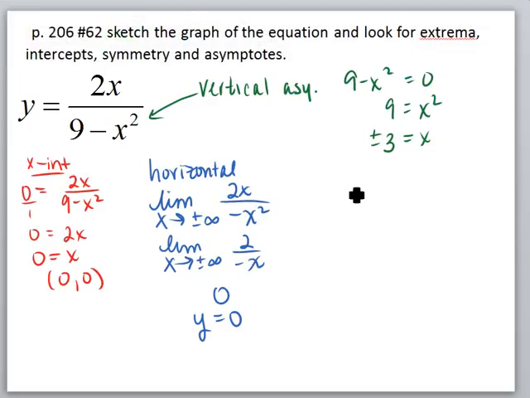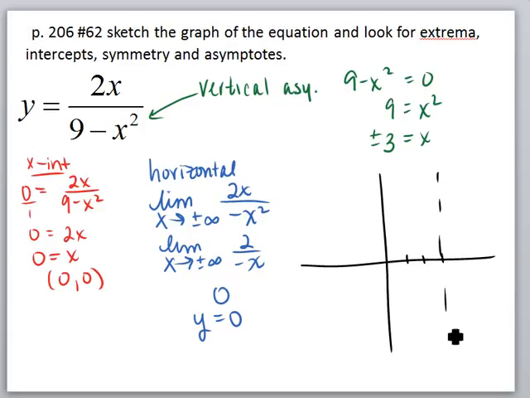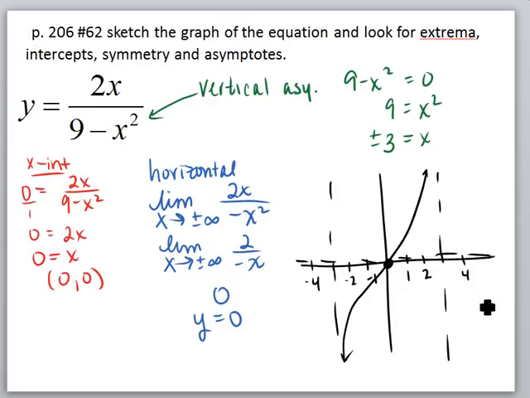So I'll quickly sketch the graph. I have a vertical asymptote at 3 and another one at negative 3. I have a horizontal asymptote at y equals 0. I know that I have an intercept of (0, 0). If I would check all the other parts of this, I would be able to come up with more of the sketch, but we're not going to do that in this problem. We'll just use our graphing calculators and sketch this graph, and then we'll talk about the symmetry.